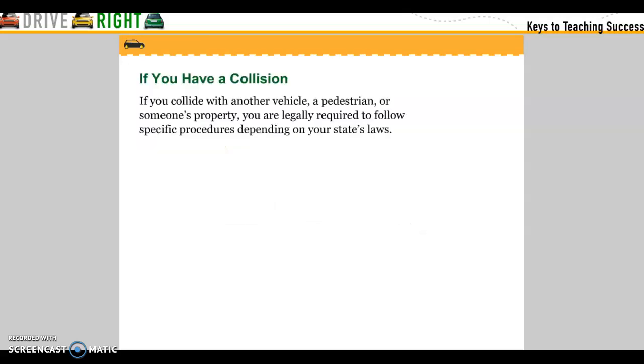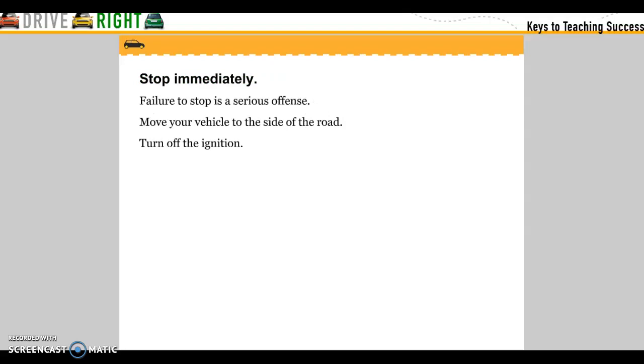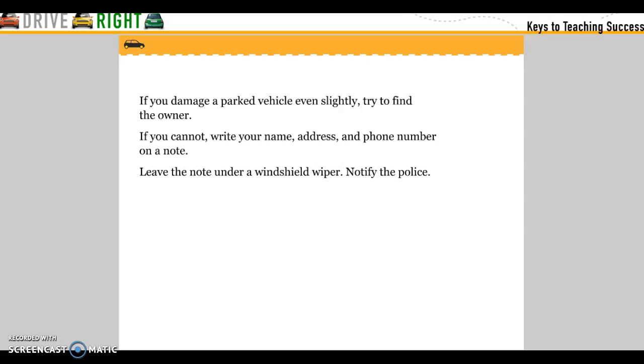If you have a collision, if you collide with another vehicle, a pedestrian, or someone's property, you are legally required to follow specific procedures depending on your state's law. Stop immediately. Failure to stop is a serious offense. Move your vehicle to the side of the road. Turn off the ignition. If you damage a parked vehicle, even slightly, try to find the owner.